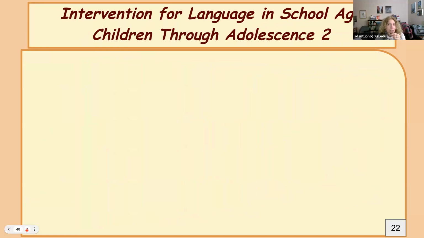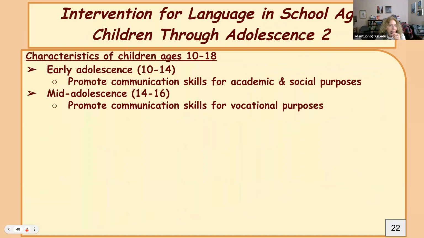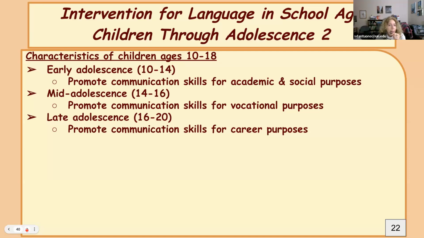So intervention for school age children through adolescence, second half, 10 to 18. Early adolescence, you're promoting communication skills for academic and social purposes. Mid-adolescence, it's for vocational purposes. If they're still receiving speech and language therapy at 14 to 16 years old, it's usually that the communication skills they need are for their job or for their vocation. And the same for late adolescents, for career purposes.